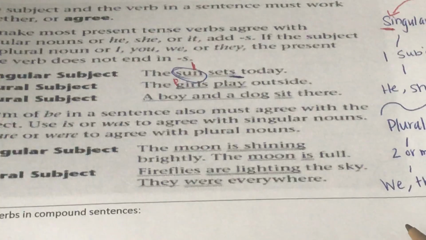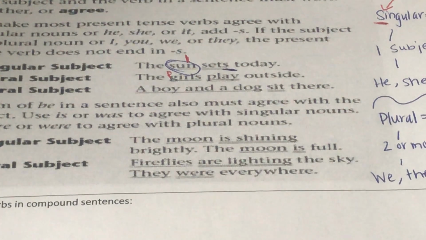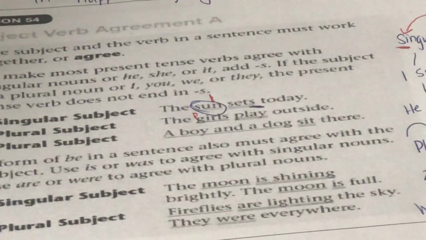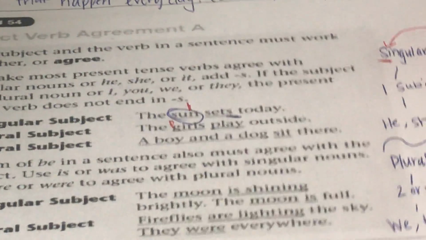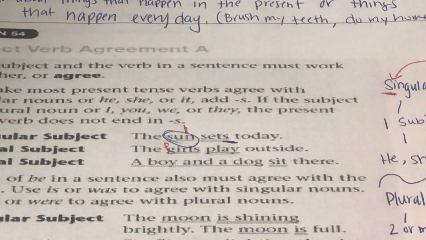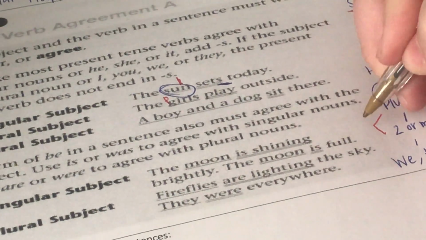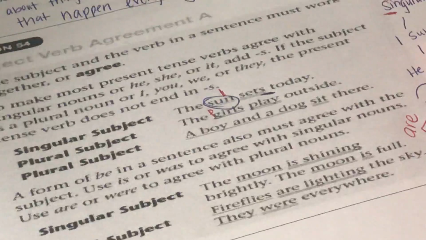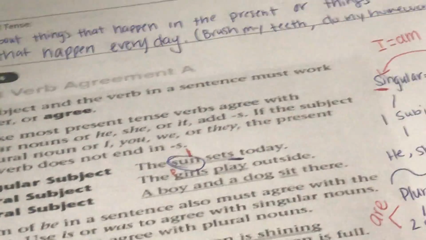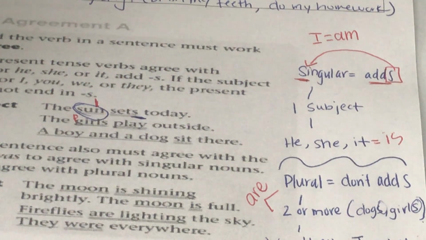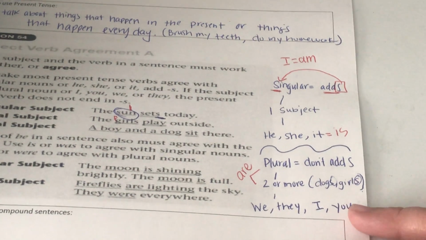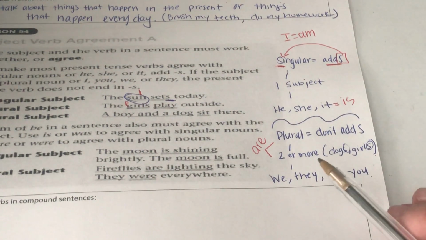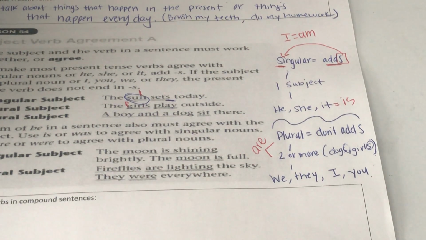If I'm using helping verbs or linking verbs, I'm going to use is for singular. So if I'm using he, she, or it, or it's singular, I'm going to use is. And if it is plural, I'm going to use are. And for this one, if I have I, remember we use am. So you could have the moon is shiny. The dogs are cute. I am a teacher.